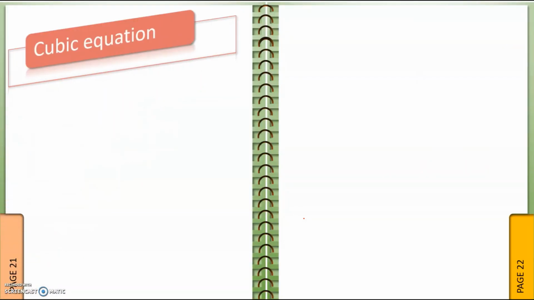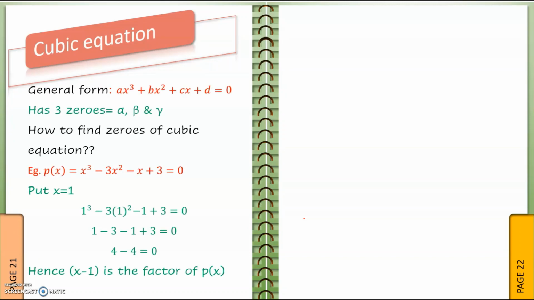Moving forward, now we are looking at cubic equations. Here, for cubic equations, first we know the general form of a cubic equation. So the general form of a cubic equation is ax cube plus bx square plus cx plus d is equal to 0. The highest power here is 3. And then it has 3 zeros. Earlier we had 2 zeros for the quadratic equation, which we were denoting by alpha and beta. Now we have one more zero, and it is denoted by gamma.